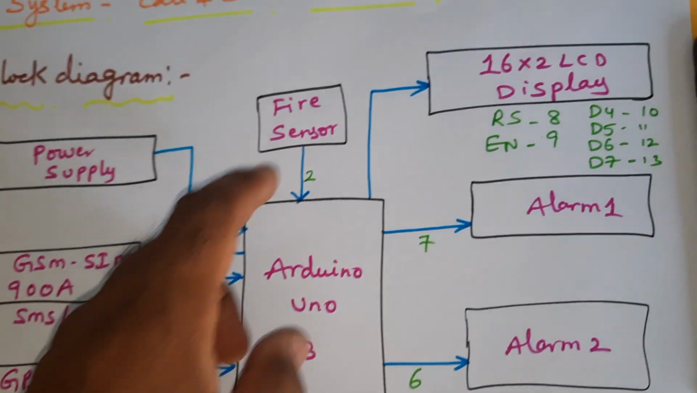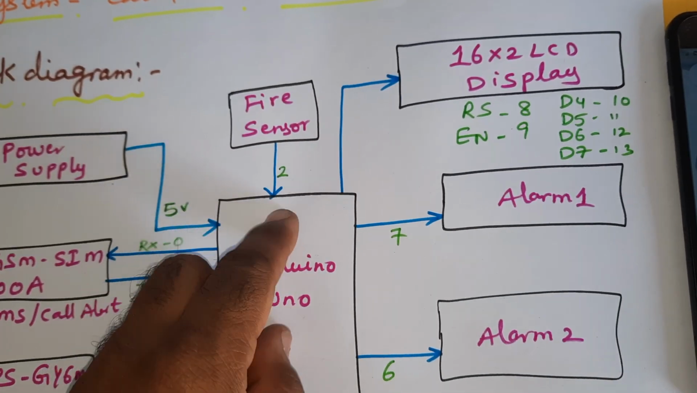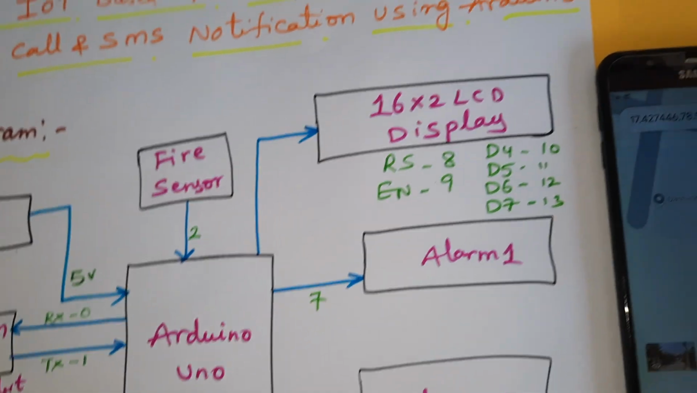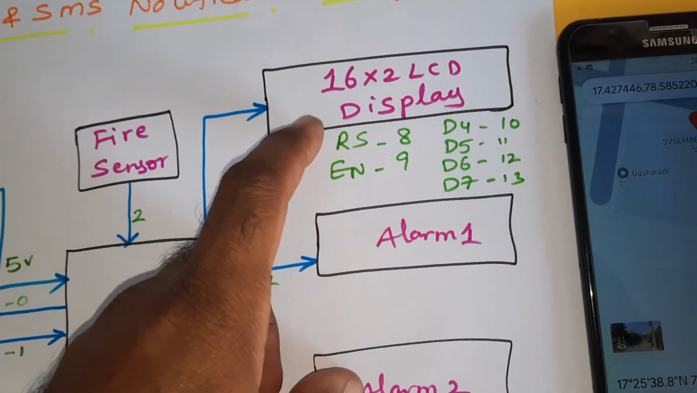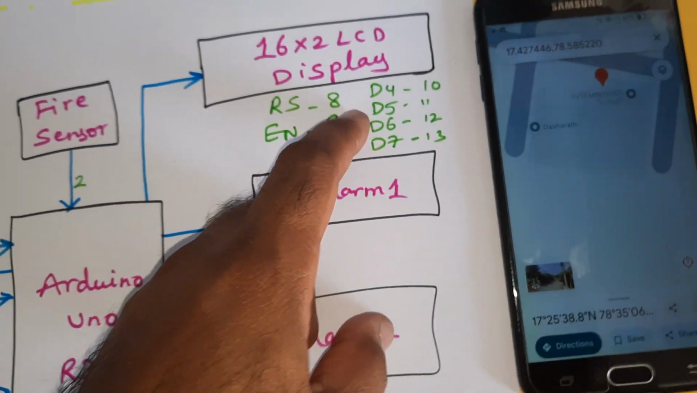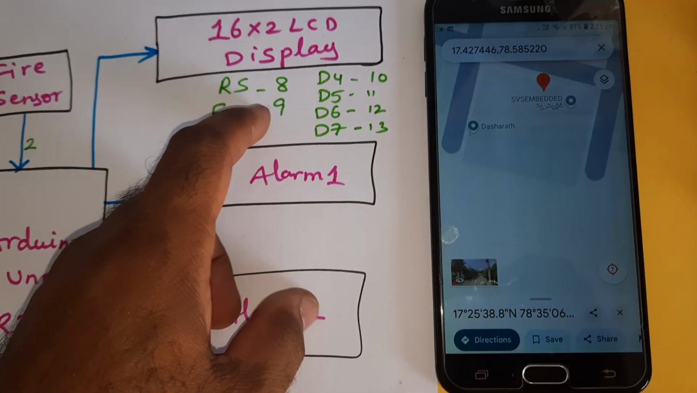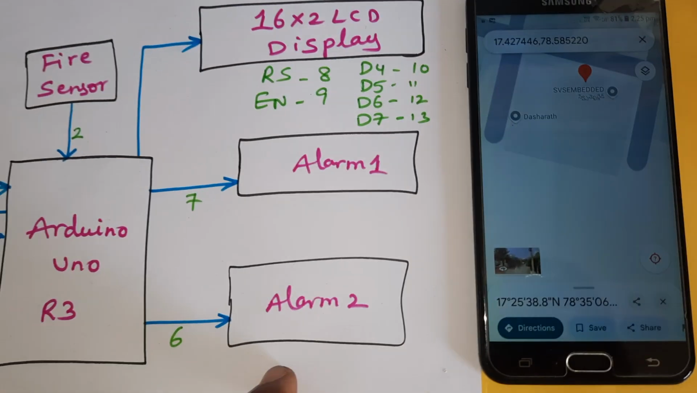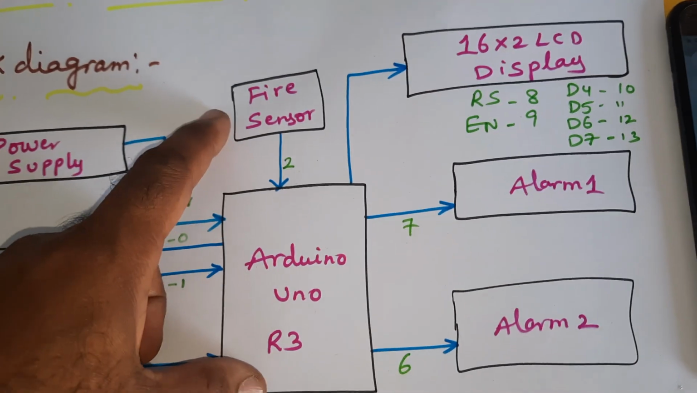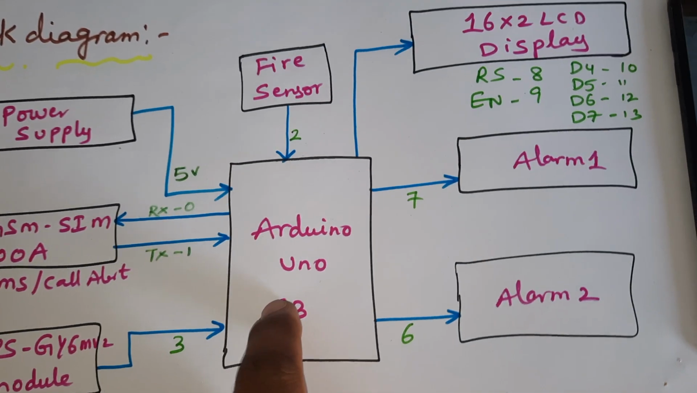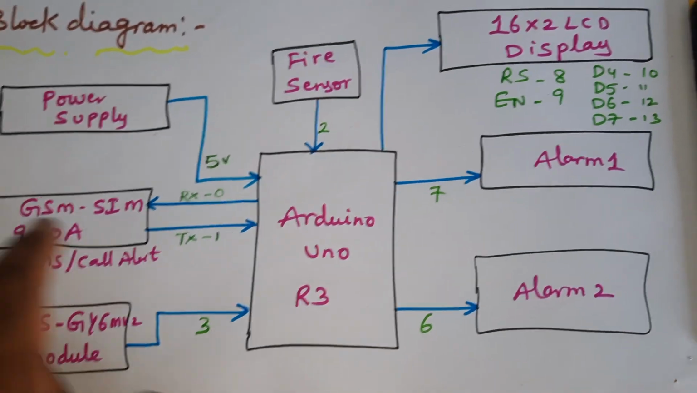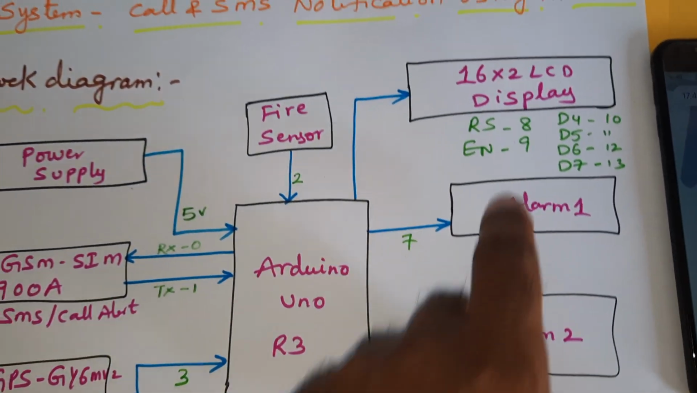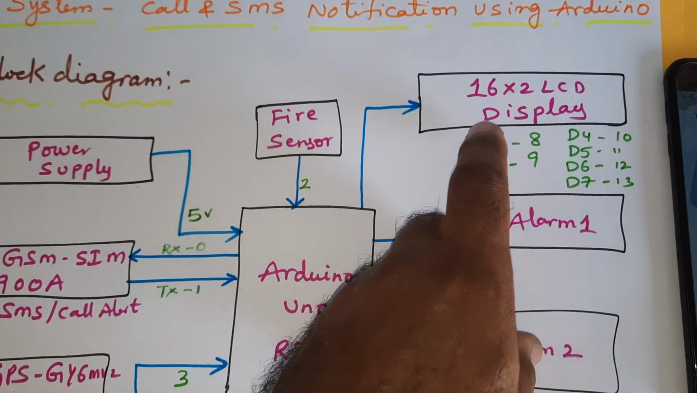The 5 volts power supply, and the alarm fire sensor, is connected to the second pin, and the 16x2 LCD display is connected with RS, enable, D4, D5, D6, D7, 8, 9, 10, 11, 12, 13, alarm 1 and alarm 2. Whenever fire is detected, it will take the GPS location and send it to the predefined mobile numbers, and the alarm will turn on. The LCD should display fire alert or no fire alert.